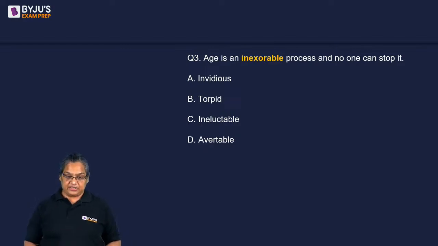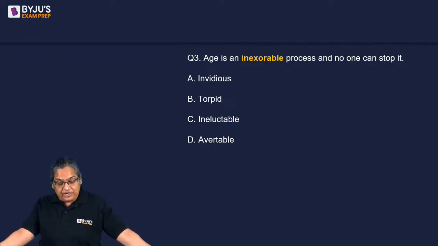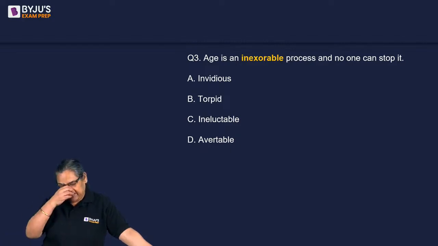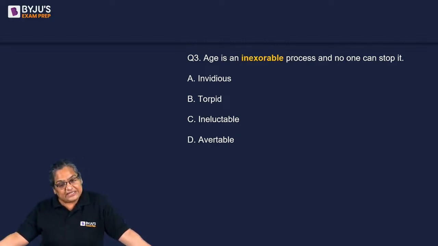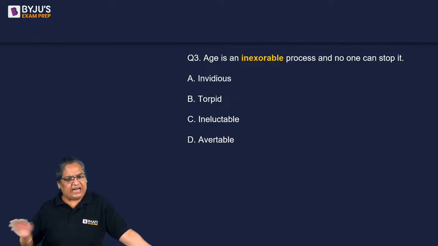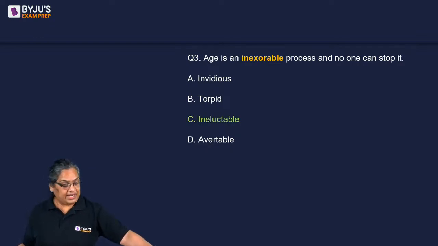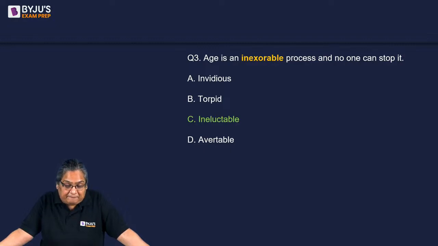What is the meaning of inexorable? Invidious, torpid, ineluctable, or avertible? What is the meaning of inexorable? It's a word used to describe age, an inexorable process, an adjective which is being used to describe age. So what do you think it means? Unavoidable. Which word here means unavoidable, Vedant? Which word here means unavoidable? Ineluctable. Relentless. It just goes on and on. You cannot avoid it. It progresses without any stop, right? Ineluctable.